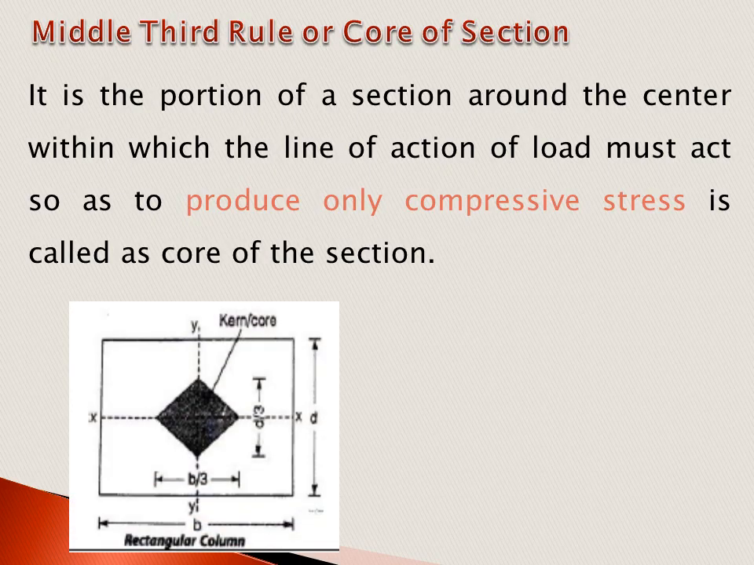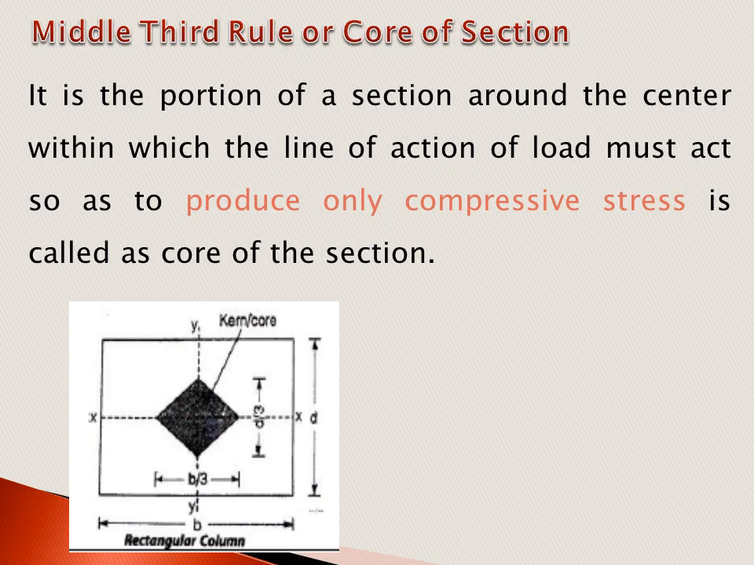First, what is the middle third section of a rectangular column or rectangular section? Consider this is a rectangular section of width B and depth D. This is the middle third rule or core of section. It is also known as the kernel of section. The dimension of the kernel of section is B by 3 and D by 3. The total width of this section is B by 3 and the total height of this section is D by 3. Within this section, if load is acting, then it will produce only compressive stresses.